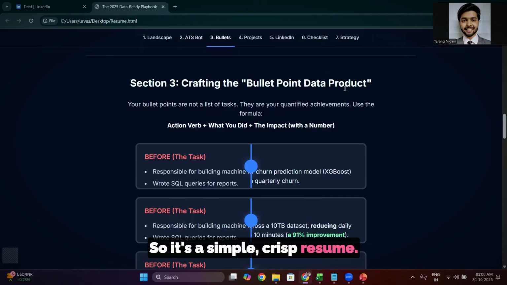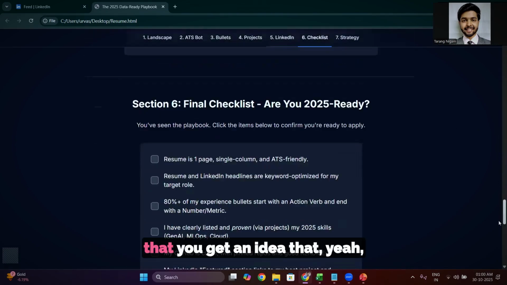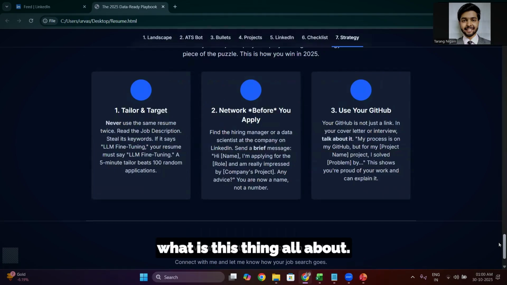So it's a simple, crisp resume. I will share you a link in the comment section below or in the description box, and you can have a look at this and you can make a tailored resume in that direction. So I hope you got an idea. I'll share this file as well so that you get an idea of what this thing is all about.